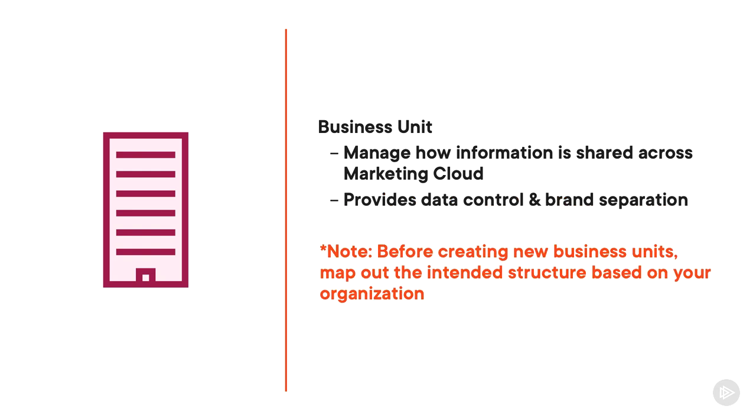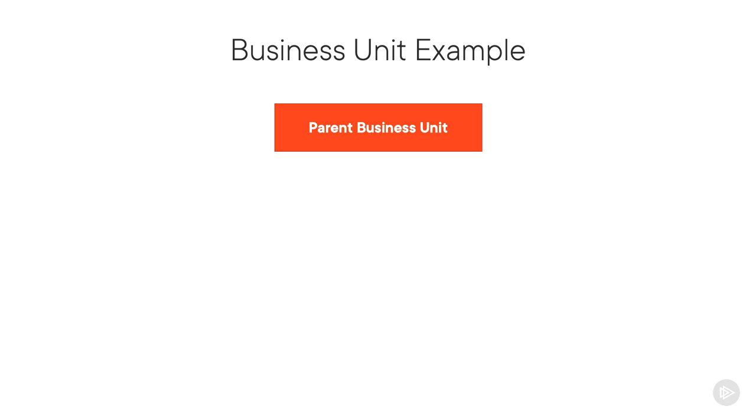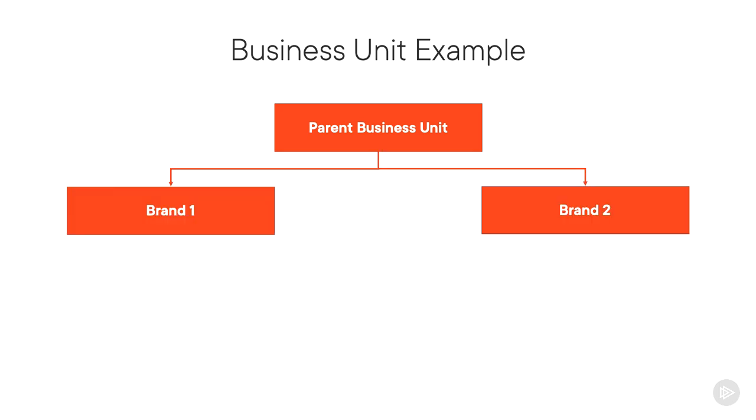I'll make a quick note here before we move on. It's really important that before creating new business units, you map out the intended structure based on your organization. So here's an example of an enterprise business using business units to scale their instance. At the very top, we have the parent business unit. This parent business unit is typically used as a place to store enterprise-wide information and templates, but it's a best practice not to send from this communication. That'll have to be a topic for another day. But the short explanation is that it has to do with your subscription's opt-in status and ensuring that it's accurate across each business unit.